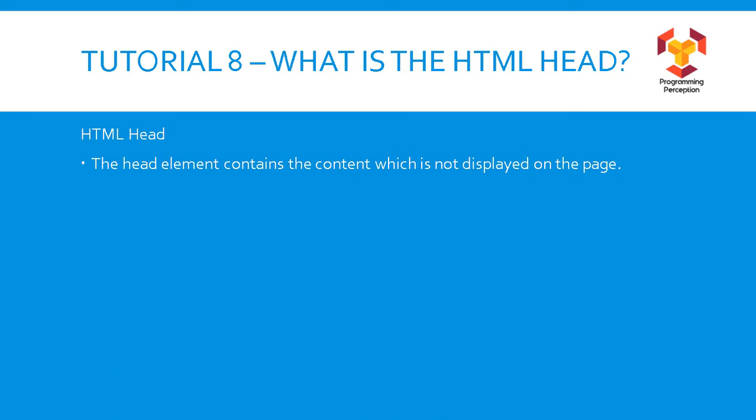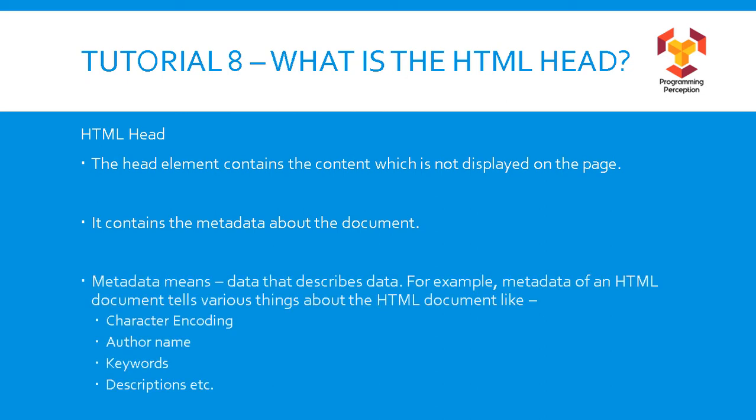HTML head is that part of the HTML in which we keep those things that we don't want to display actually. Now what are these things that we don't want to display? One of the things is the metadata. Now metadata about the document means what? Metadata itself is actually information about the data. So metadata means data that describes data.